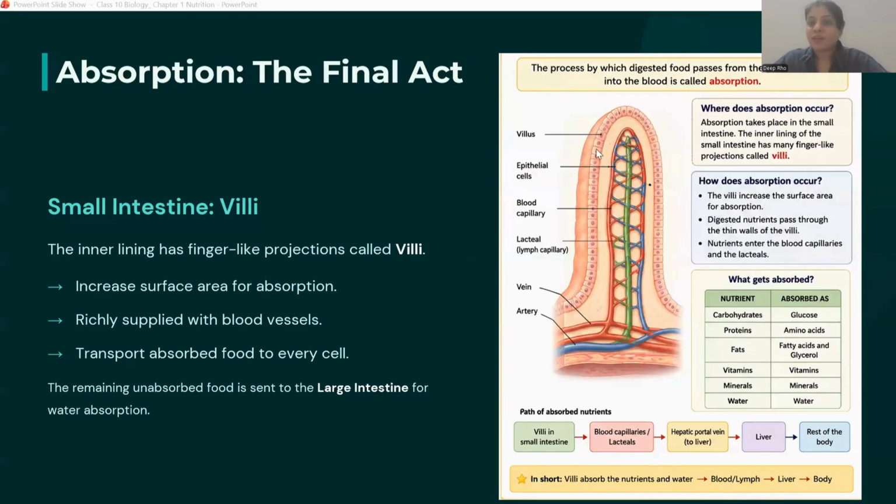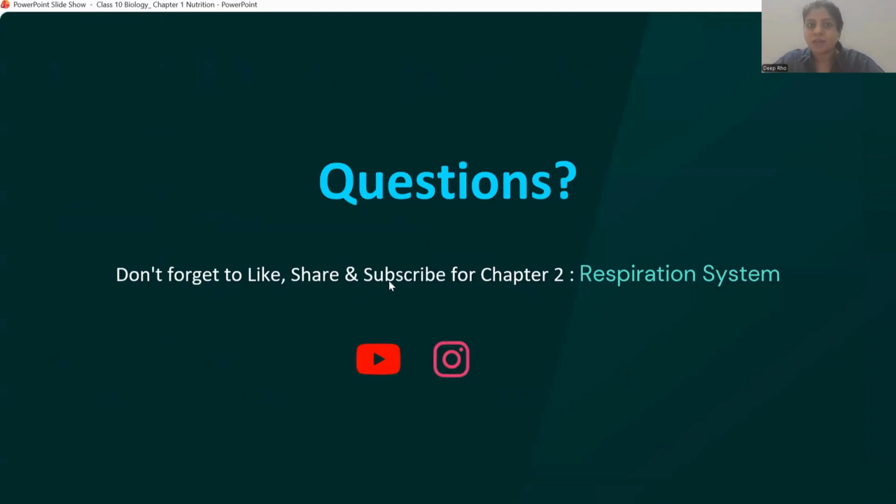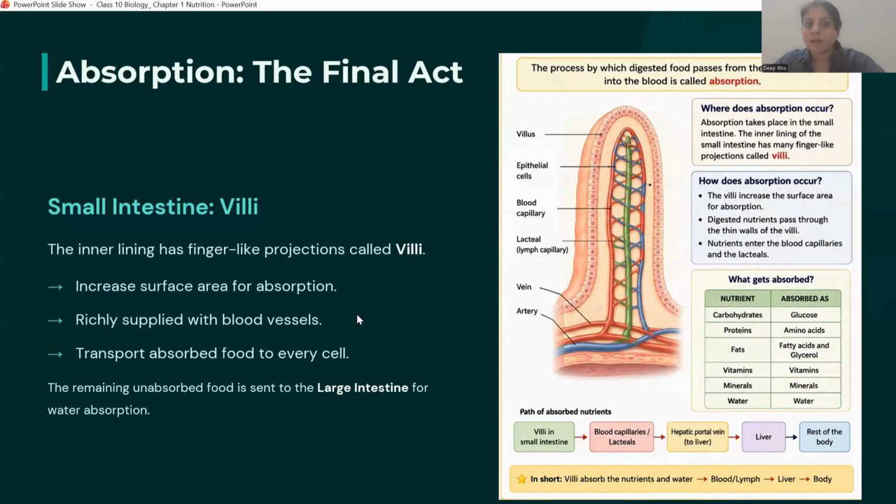Once the food is converted into a simple absorbable form, the small intestine takes part in absorption. See, can you see the inner lining of the small intestine has finger-like projections, which are called villi. They increase the surface area for absorption. They are richly supplied with blood vessels to transport the absorbed food. Once the food is absorbed, it is supplied to all the cells. The remaining unabsorbed food is sent to the large intestine for water absorption.